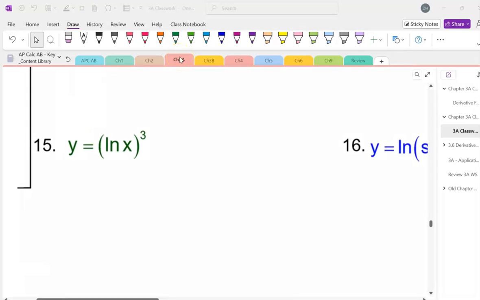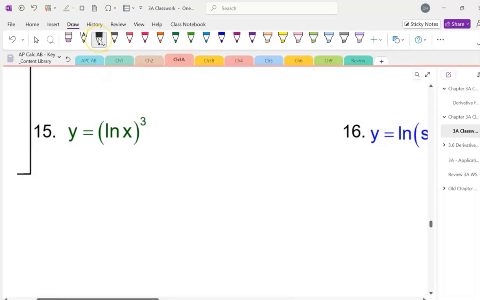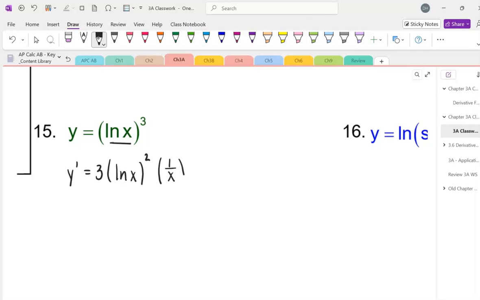And after this, number 15 is written a little bit differently, but it still is involving chain rule. So we've got the derivative of the outside, ln x, and then subtract 1, multiplied by the derivative of the inside. The derivative of ln x is just 1 over x. We'll keep going in the next video.